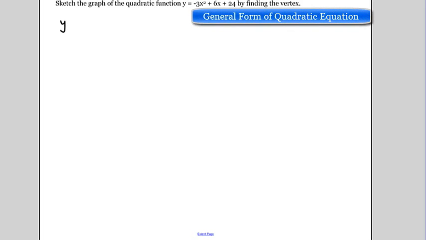A general quadratic equation has the form y equals ax squared plus bx plus c, where a, b, and c are called coefficients. For us, they are real numbers. In our case, a equals negative 3, b equals 6, and c equals 24.